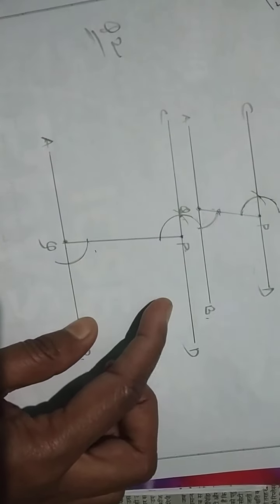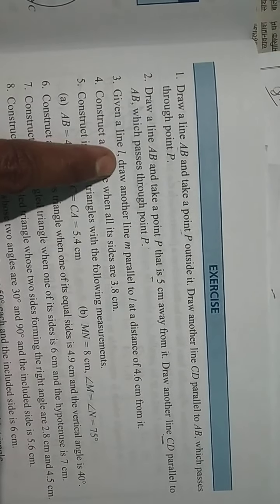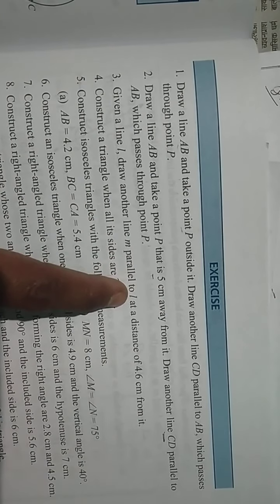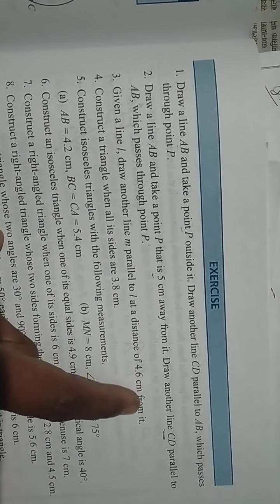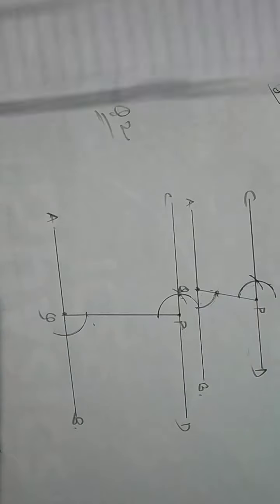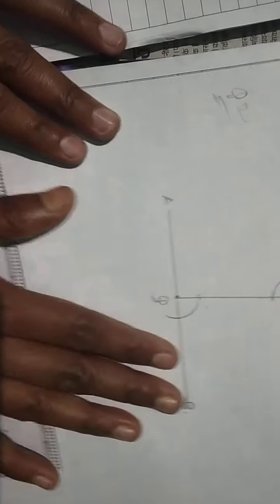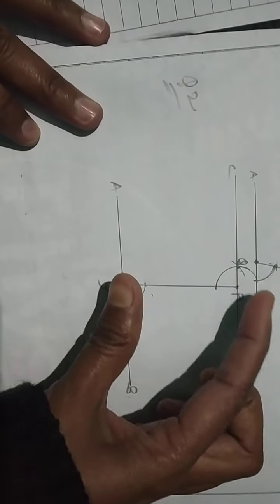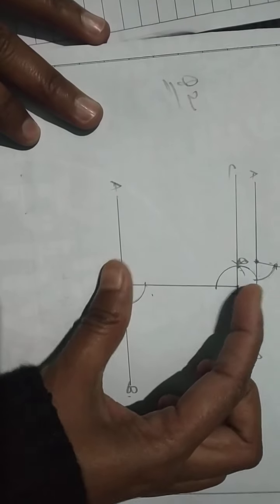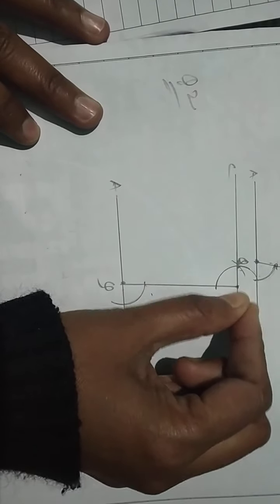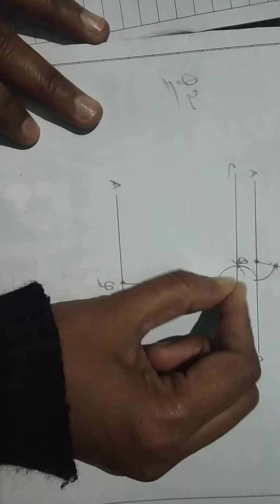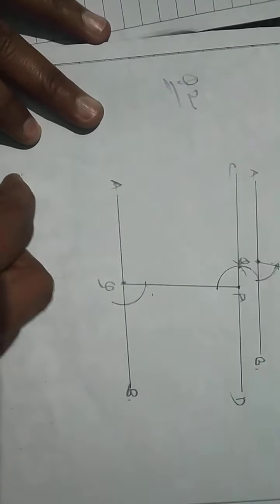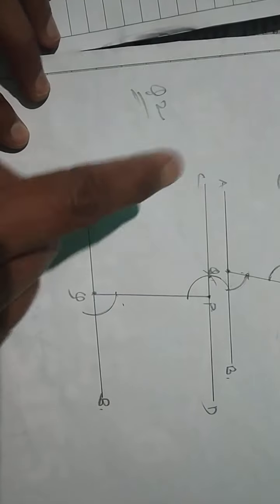Now question number 3. Question number 3 is also like that. This one I will give you as homework. Given a line L, draw another line M parallel to L at a distance of 4.6 centimeter from it. Simple. You have to take a line L first of all, then take a 4.6 centimeter distance from the scale and put point P at that point. Write the point P, and from that point P you have to draw a parallel line CD. Understood? Question number 3 is your homework.